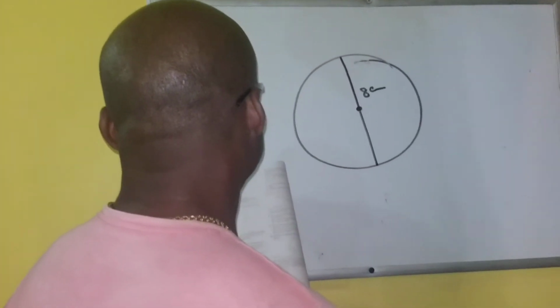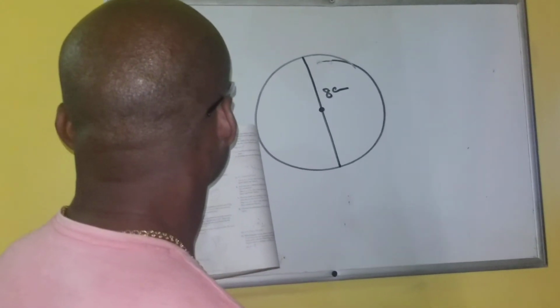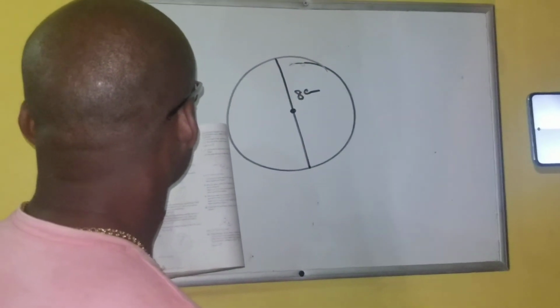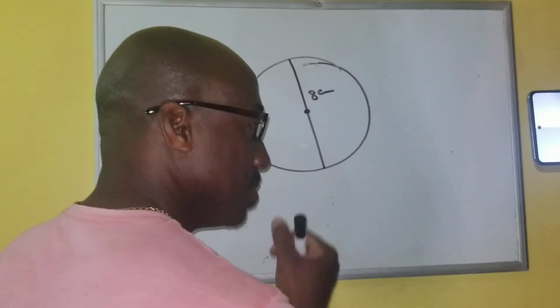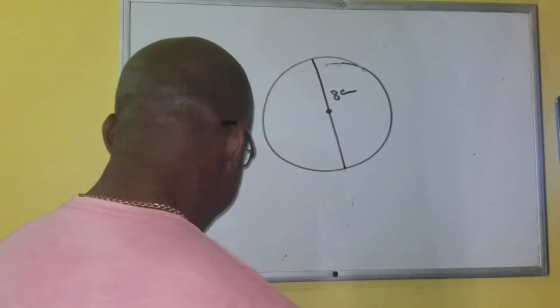So tell me now, what's the radius? The radius is 4. How do you find 4? Because the radius is half of the diameter. That's my boy. That sounds like a plan.